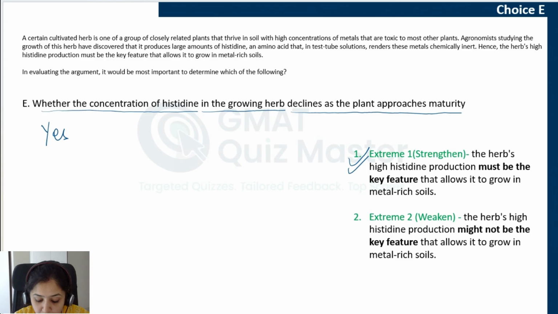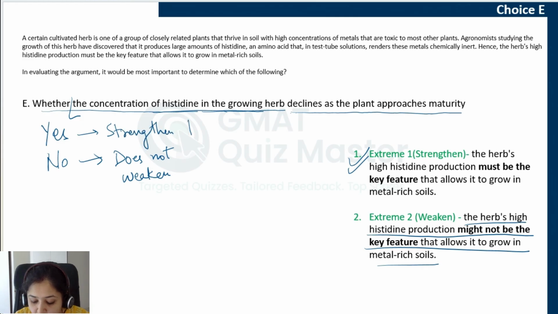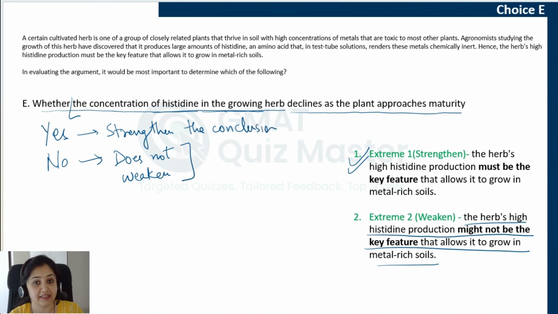However, what if we say no? Will it weaken the conclusion? If we say no, the concentration of histidine in the growing herb does not decline as the plant approaches maturity. Then, does it mean that the herb's high histidine production might not be the key feature that allows it to grow in metal rich soils? The answer is no, it does not weaken the conclusion here. So, this choice kind of strengthens the conclusion at one extreme, but it does not weaken the conclusion at the other extreme. And therefore, even though it may seem relevant, it is not.